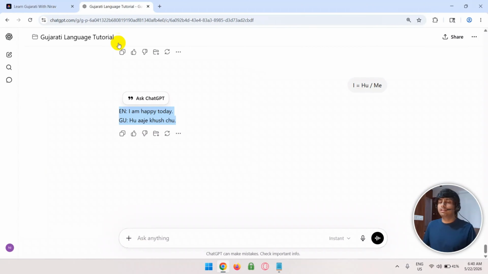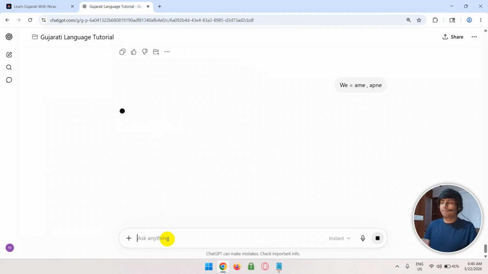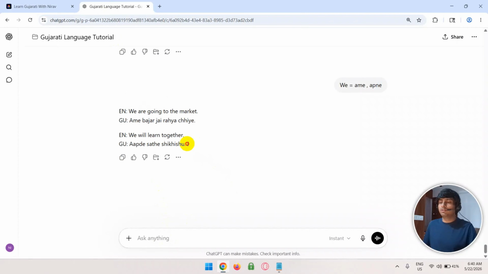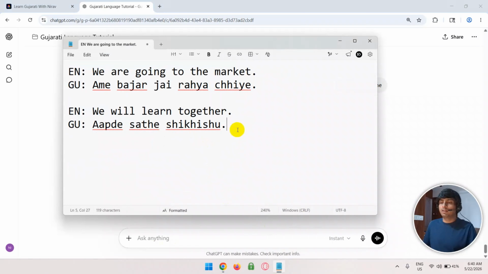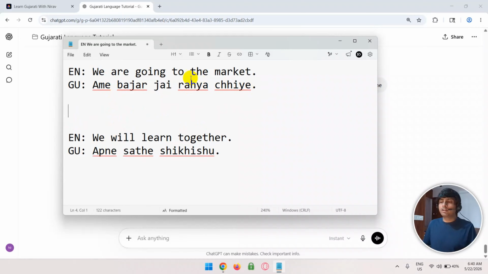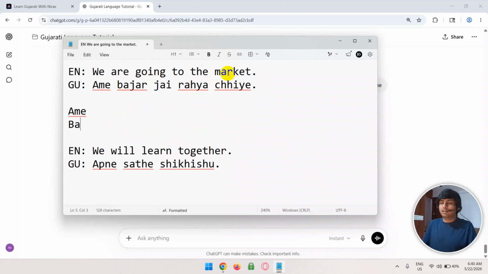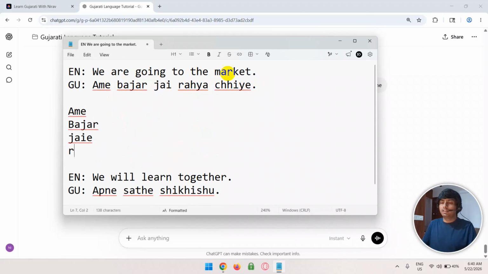Now for we, it means અમે or આપણે. So here you will see we have a sentence for both words, because the meaning of both words changes according to the sentence. Now here the first sentence is: we are going to the market. અમે બજાર જઈ રહ્યા છીએ.